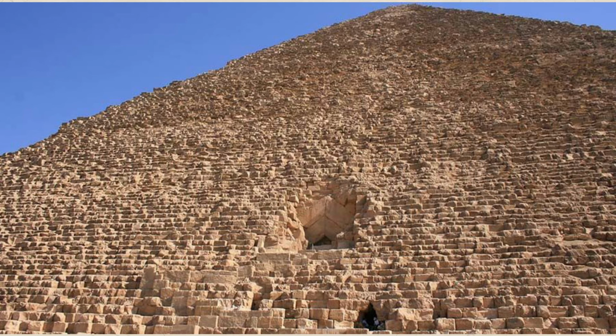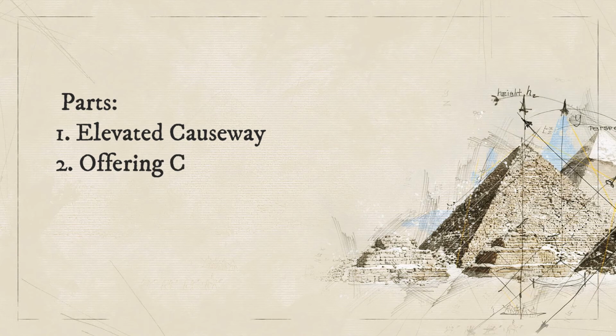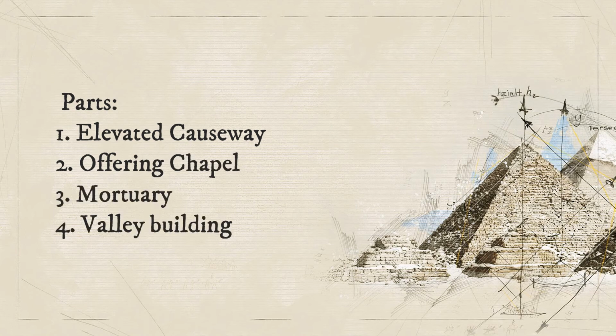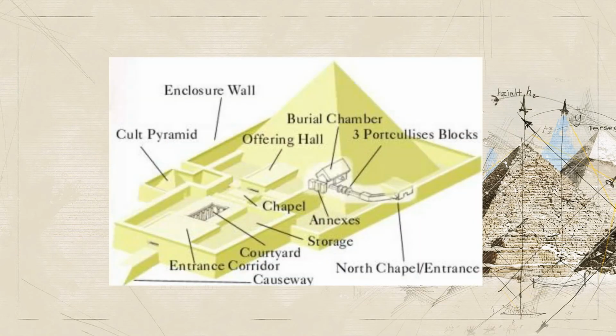It is built on a solid foundation, with stones laid in horizontal rows and precision-cut edges. Parts of the pyramid: the elevated causeway, which connects the pyramid itself to an external structure, temple or mortuary or such. Next is the offering chapel. Next, the mortuary, a place of worship of a deceased king and the depository for food and objects offered to the dead monarch. Lastly, the valley building or temple, the place of reception for the royal body.